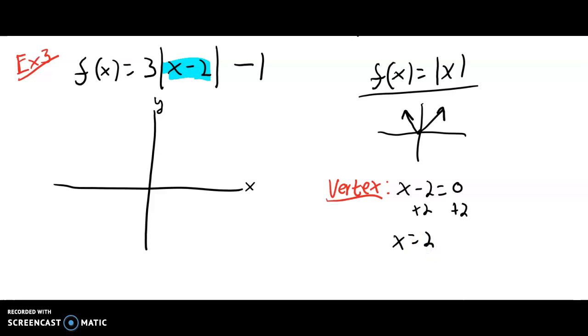The y value of our vertex is this number off to the side. So our vertex is positive 2, negative 1. We can go ahead and graph that. 1, 2, 1. All right. And the only other thing we see going on is this 3, no negative, so it will open upward. And this 3 kind of acts like a slope, so I can go up 1, 2, 3. So I'm over 1, up 1, 2, 3, over 1, up 1, 2, 3. Here is our V shape.